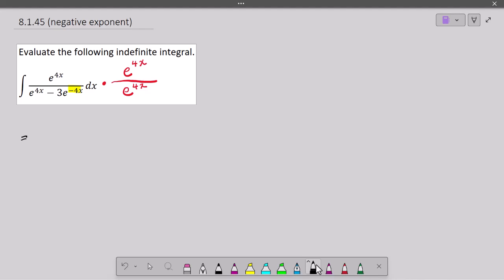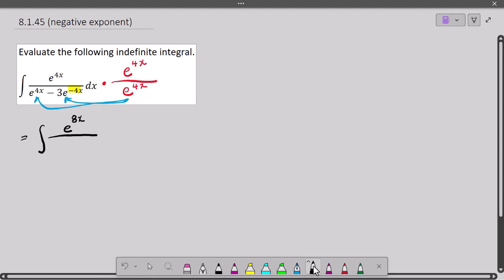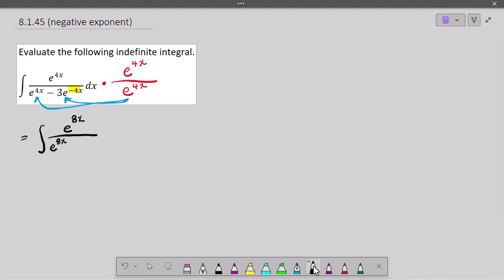So in the numerator, we are multiplying e to the 4x times e to the 4x, so we're going to add the exponents. In the denominator, we will be distributing, so this e to the 4x gets multiplied by each of these two terms in the denominator. That will give us e to the 4x times e to the 4x, which is e to the 8x. And then negative 3 times 1.